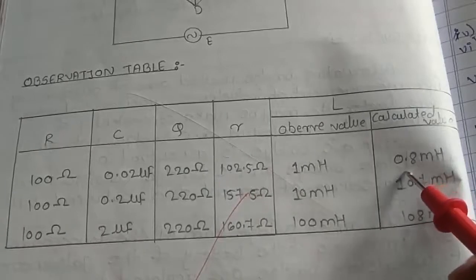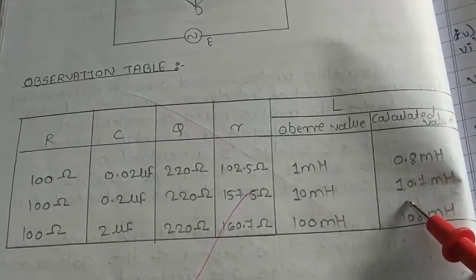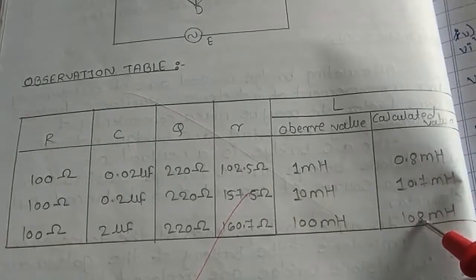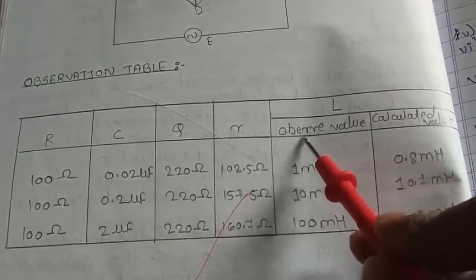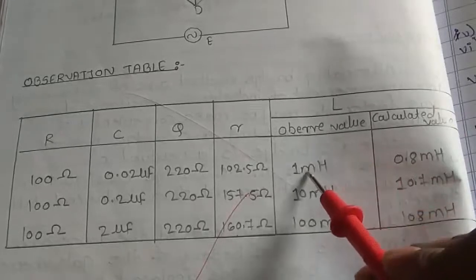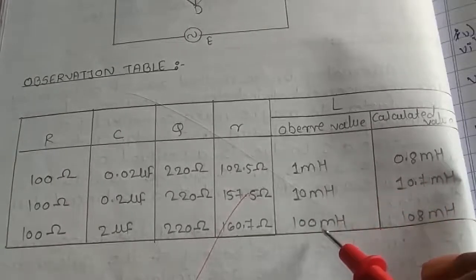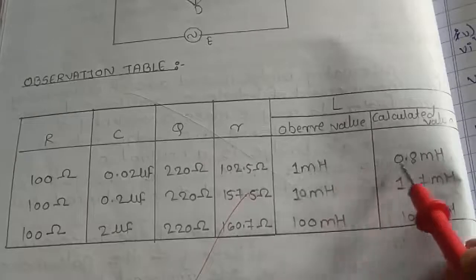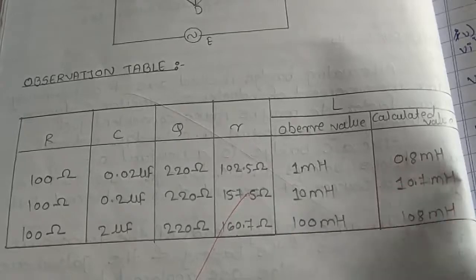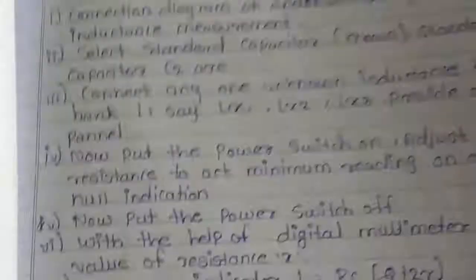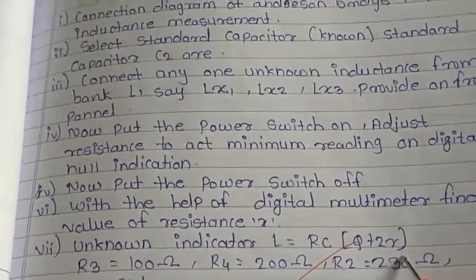By calculation, L1 is 0.8 millihenry, L2 is 10.7 millihenry and L3 is 108 millihenry. This calculated value we will compare with the standard observed value. So the standard values are 1 millihenry, 10 millihenry and 100 millihenry, which are approximately equal to the calculated values. All these calculations are done by the formula L is equal to RC(Q plus 2r).